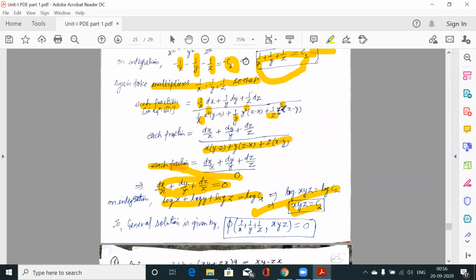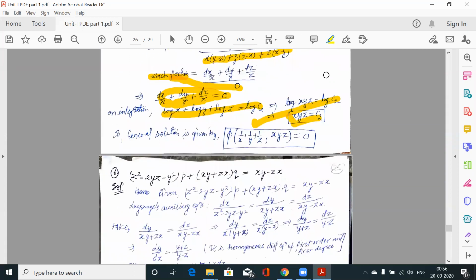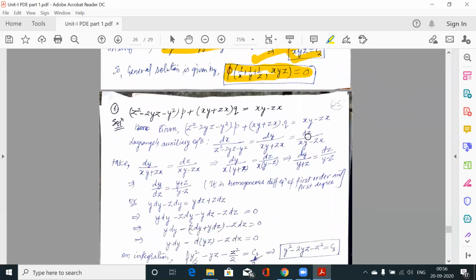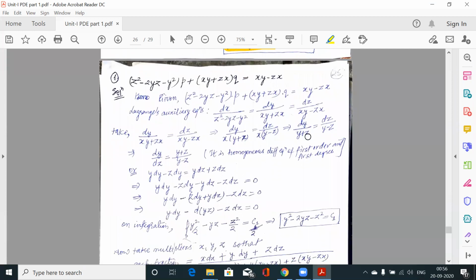So the first solution is 1 over x plus 1 over y plus 1 over z is equal to c1. The second solution is xyz is equal to c2. So the general solution is phi of (1 over x plus 1 over y plus 1 over z, xyz) is equal to 0.